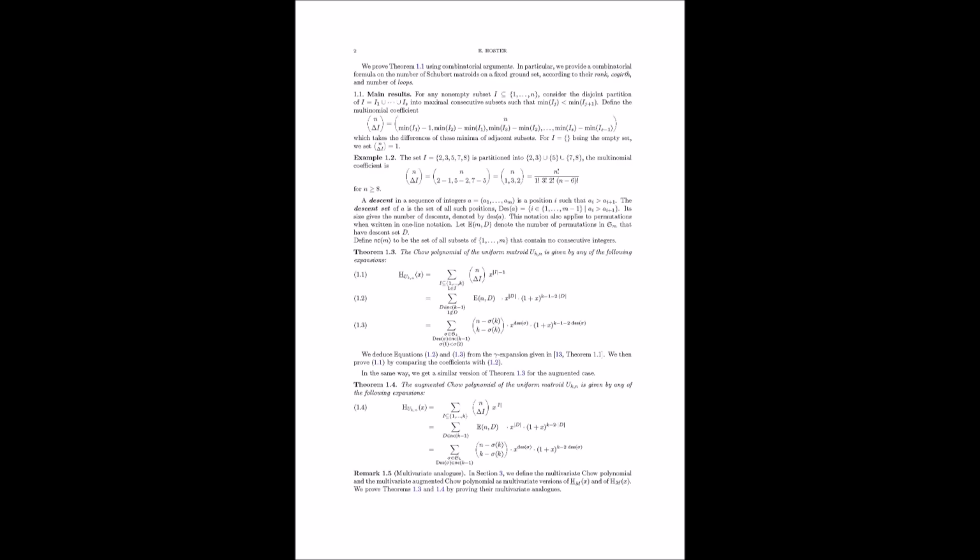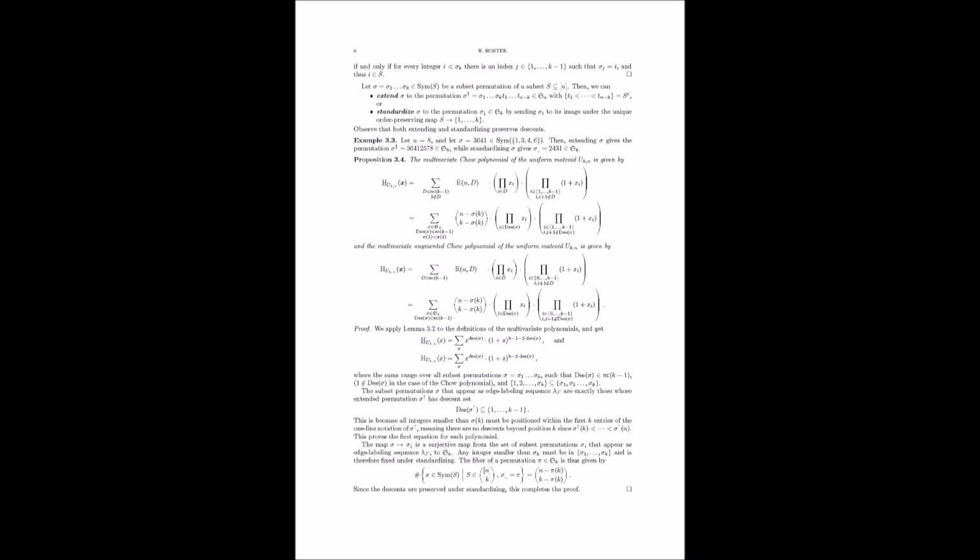Exactly. These connections highlight the beauty and unity of mathematics, showing how seemingly different concepts can be linked through these elegant polynomials. This deep dive has been incredibly insightful. We've explored uniform matroids, their Chow and augmented Chow polynomials, the connection to Schubert matroids, and even touched upon other fascinating polynomials like the derangement and Eulerian polynomials. It's amazing how much we've covered. But I think we are just getting warmed up.